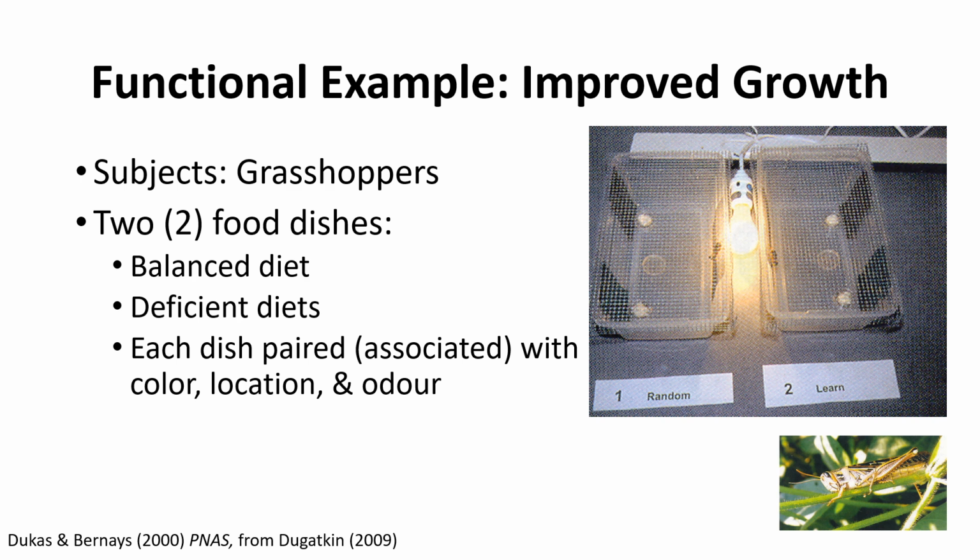And so for our setup here, we have two different types of food dishes. We could have a balanced diet, basically food pellets that would give them all of the nutrients that they needed to grow in a balanced way. And then we'd have deficient diets, so diets that were lacking some nutrients, so they would eat it, but it wouldn't give them all of the things that they need to grow strong and big. And then we could have each dish paired or associated with a particular color or location or odor that they could then potentially learn about.